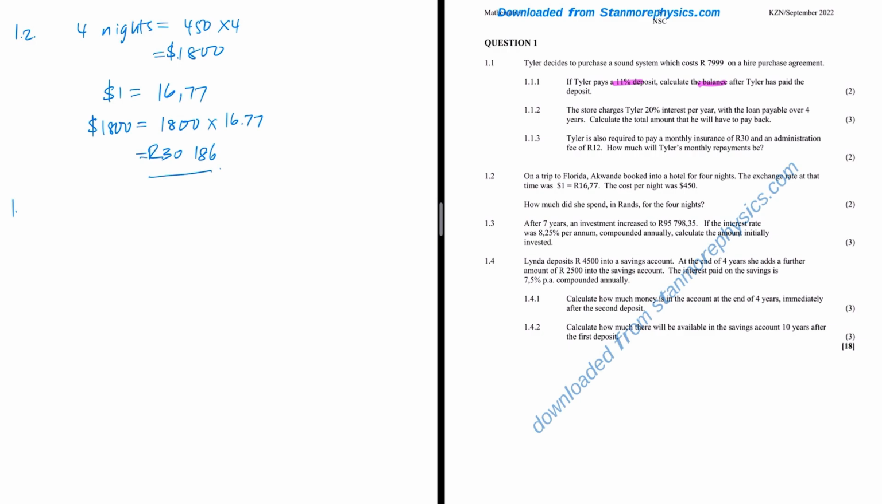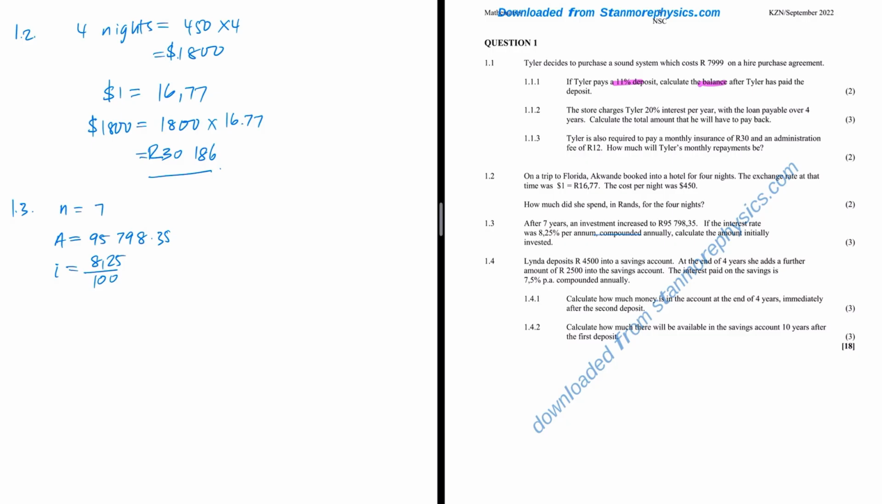Okay, now let's move on to question 1.3. After 7 years, an investment increased to 95,798.35. If the interest rate was 8.25 per annum compounded annually, so this is important, compounded, calculate the amount initially invested. So let's write out the information. So we know n is 7, so it's 7 years. We know that the amount at the end, so the A value is 95798.35. We also know the interest rate. So the interest rate is 8.25 over 100.